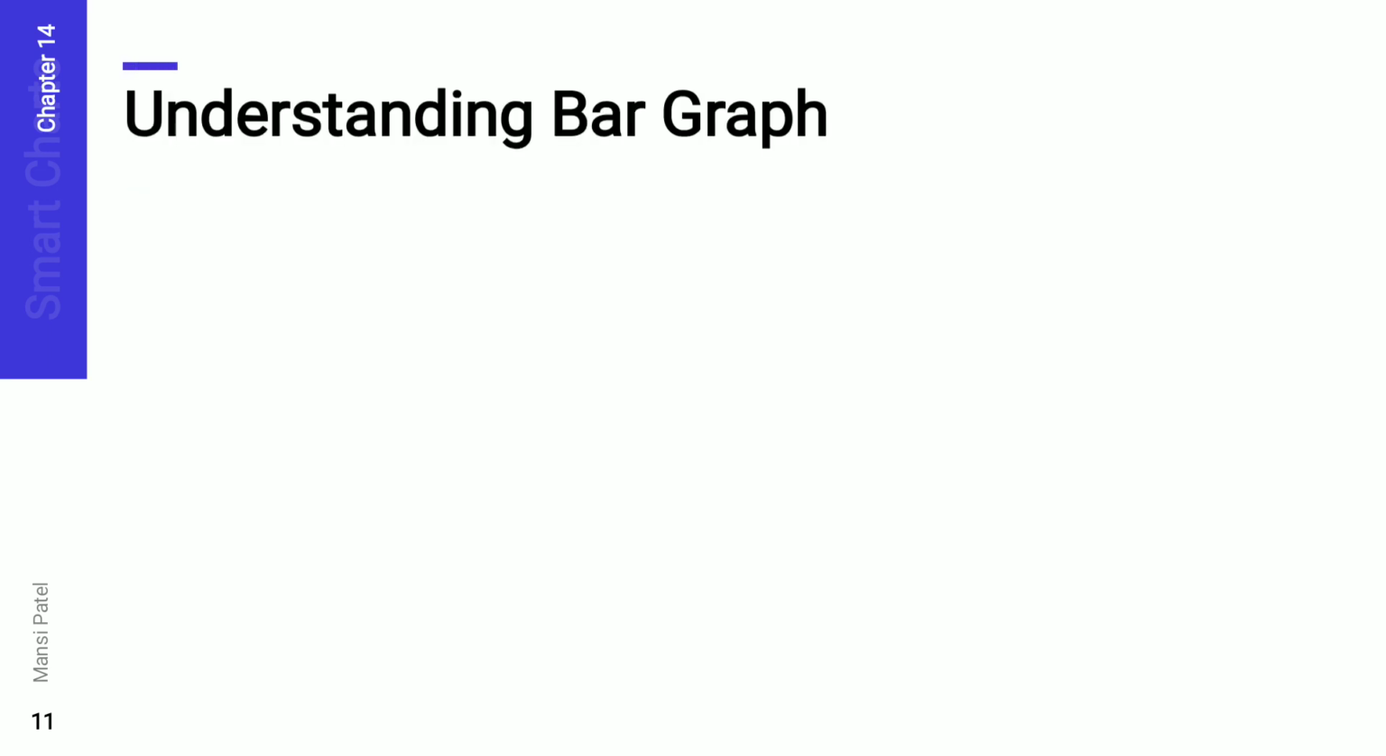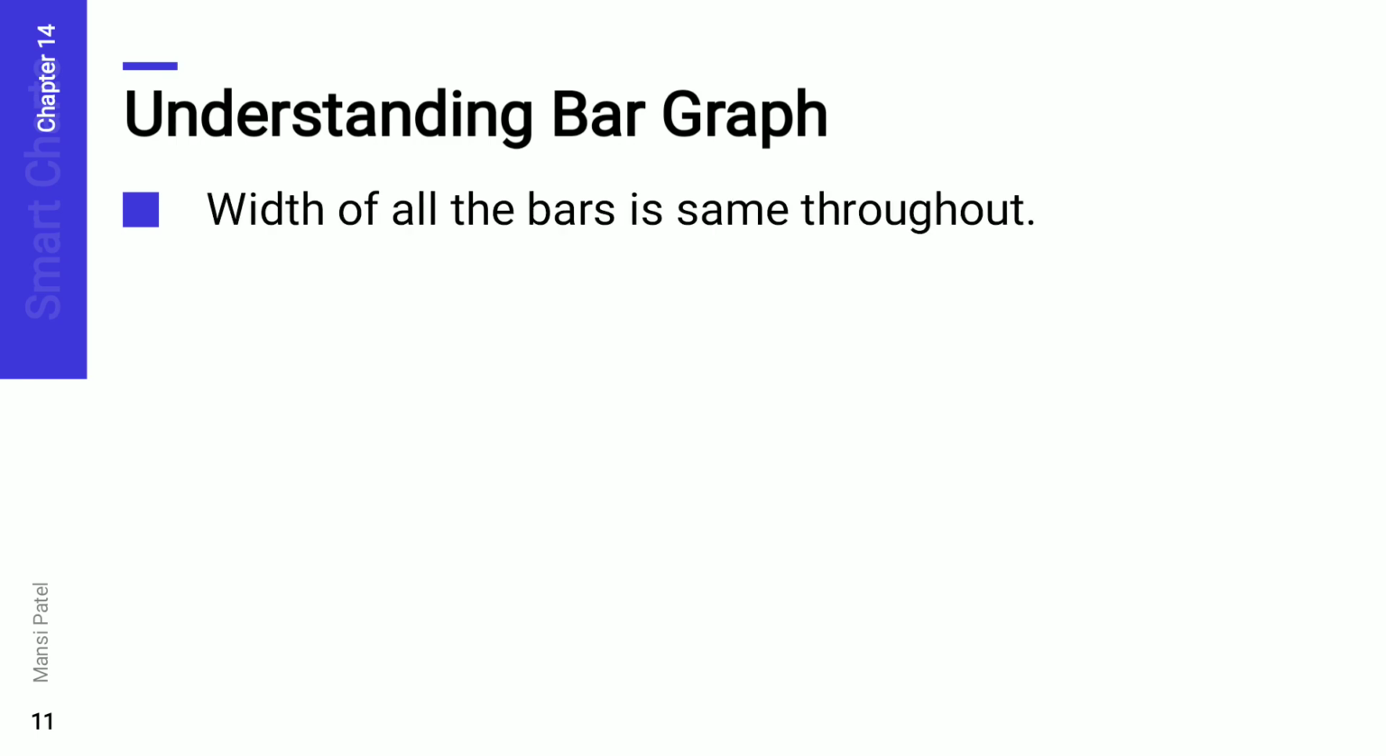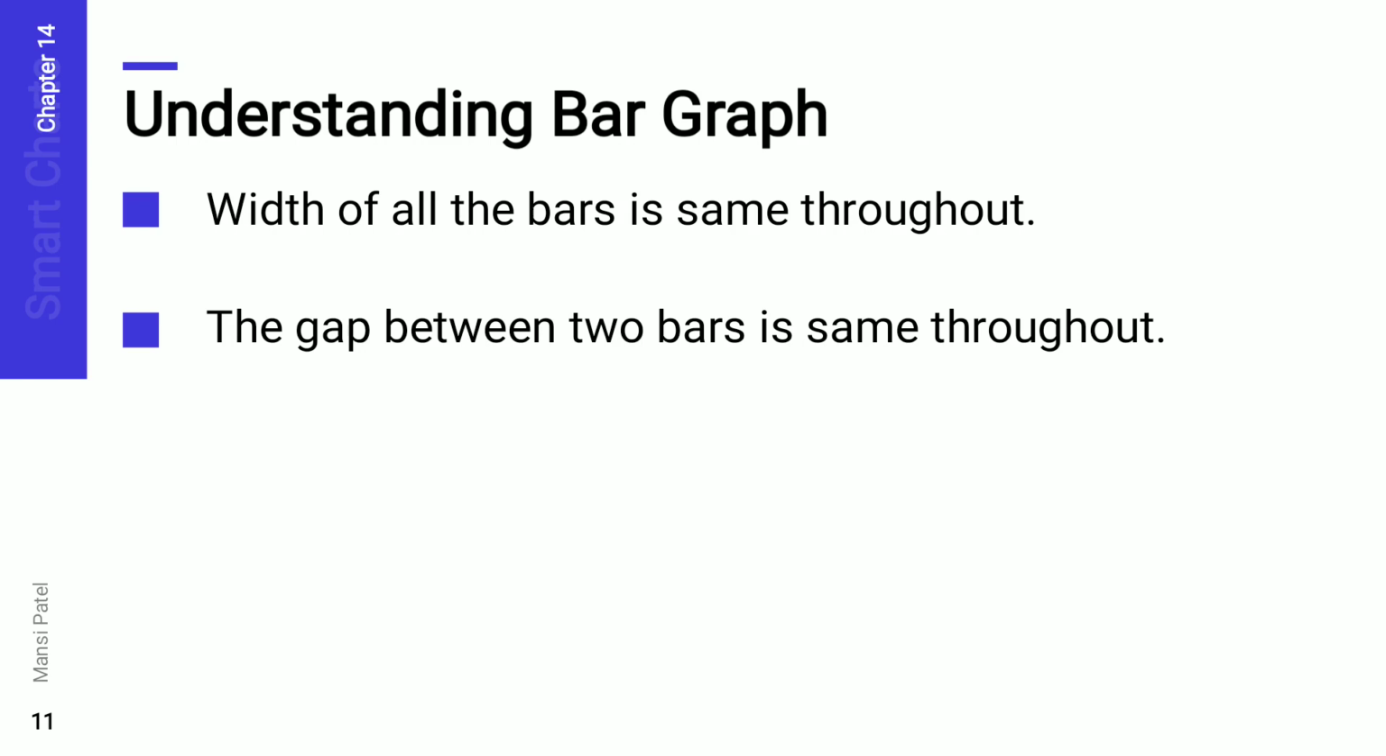Now the next one is understanding the bar graph. If you want to understand the bar graph, then something you have to keep in your mind: the width of all the bars is the same. You see already that they gave some bars to you which represent the data, but the width of those bars is always the same. Their lengths fluctuate, but their width does not fluctuate. The second thing is that the gap between the two bars is also the same, that we already studied.